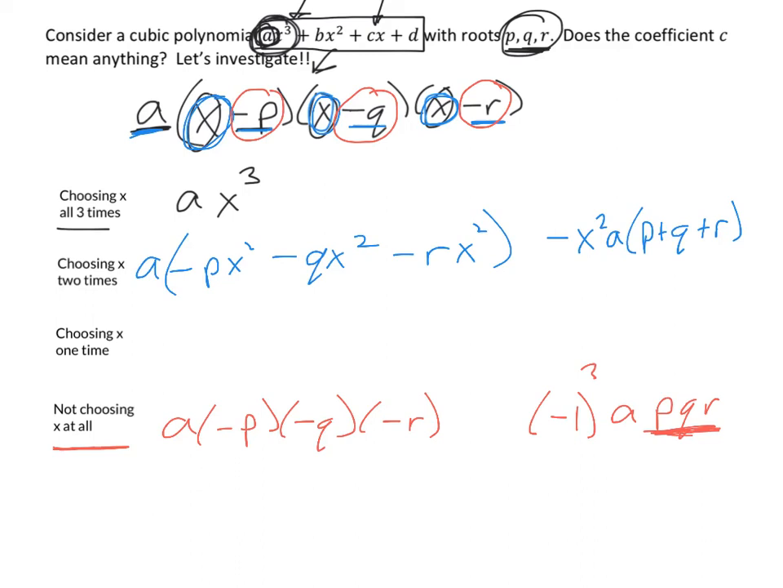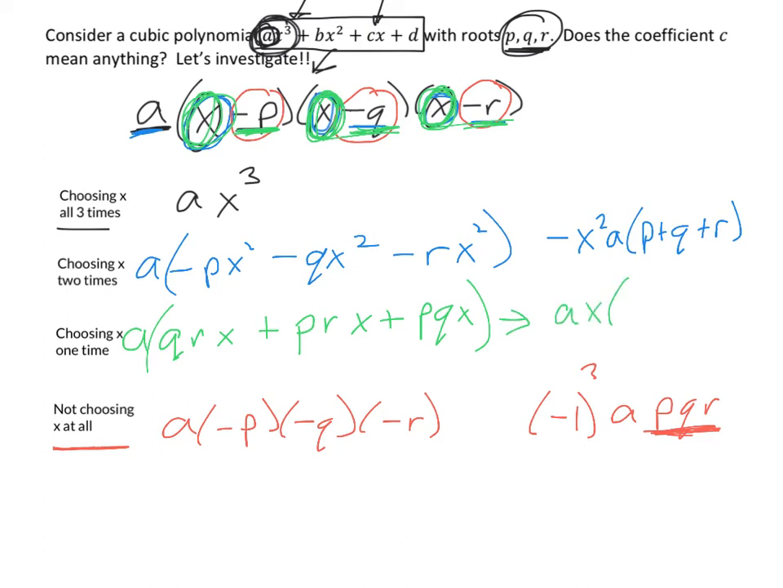What happens when I choose x only once? If I chose x this time, what do I have to choose in the other two? Don't I have to choose q and r? So I'd have q, r, x. Or I could choose this one here. If I chose that one to be x, what would I choose in the other ones? Wouldn't I choose negative p and negative r? So that would be plus prx. And if I chose x only in the third one, I'd have to choose p and q in these ones. That would be pqx. And remember, we still have that a from the front of the polynomial. What this thing represents is we have the a, we can factor out the x, and we have qr, pr, and pq.